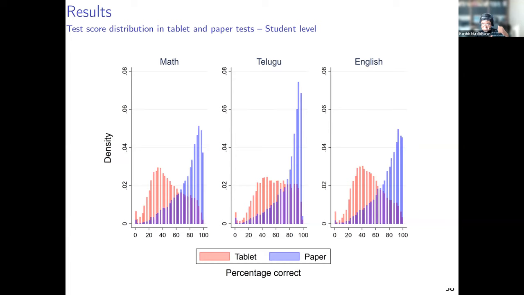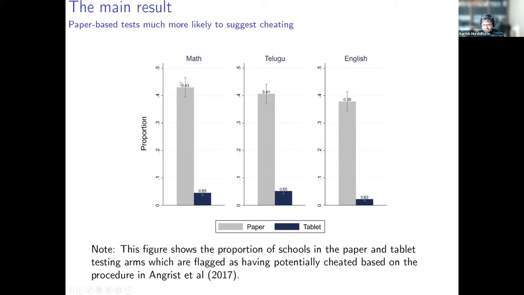And you see this in the distributions, that in the paper test, you see how many more kids are getting everything right, in the 90%. In the tablets, the distribution is so much below what you get in the paper, okay? And then the paper looks at different algorithms based on this Angrist paper, statistical algorithms for detecting cheating. Essentially, over 40% of the paper-based tests get flagged for cheating, but less than 5% of the tablet-based tests get flagged for cheating, okay?